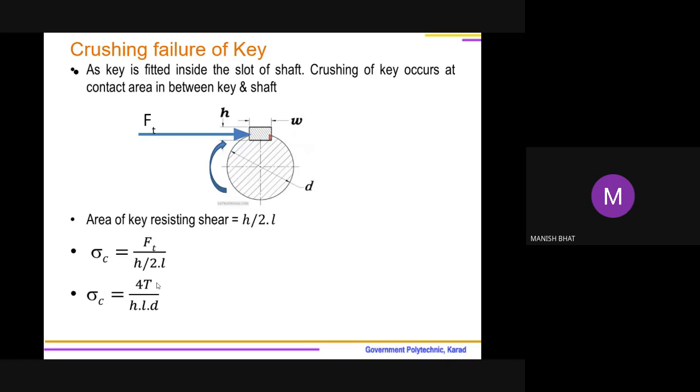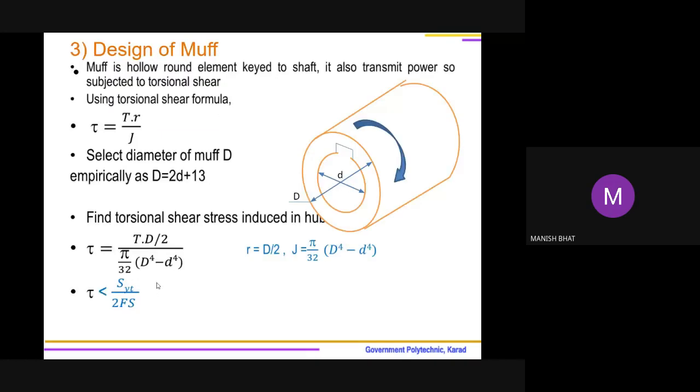So L is known, we have selected. W we have calculated. We can find H from this relation. So this indicates crushing failure of the key. So two elements we have designed, and now we'll be learning how the muff is designed.